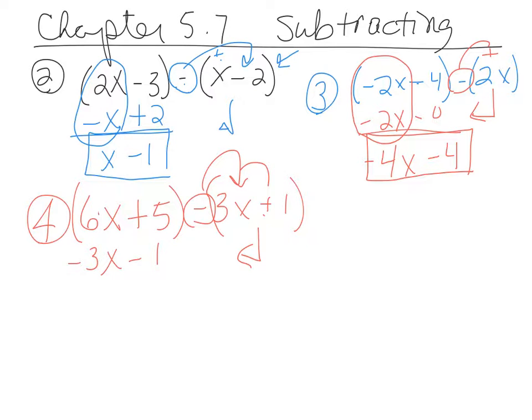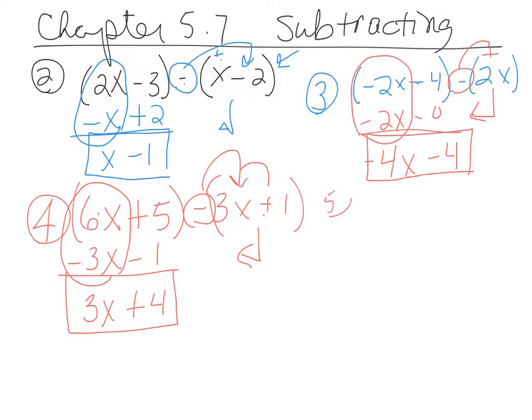So march it on down, and we can simplify or combine the terms. 6x minus 3x is 3x. 5 minus 1 is plus 4. And you are done because you cannot do any more. And let's do number 5 on that same page.